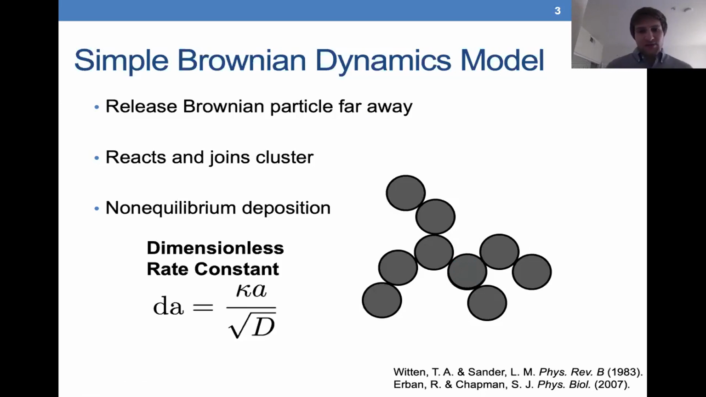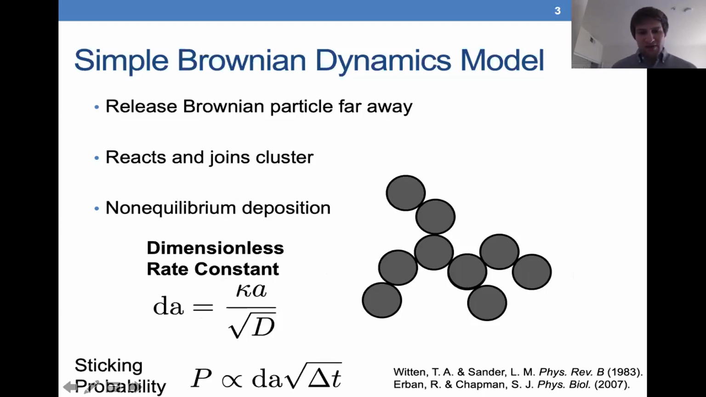And so this model just has one parameter, which is the dimensionless rate constant, which just characterizes the speed at which the free particle reacts with the cluster when it comes into contact. And now this is composed of the K, which is just the rate constant, A, which is the particle size, and divided by the square root of D, which is the particle diffusivity. And so this dimensionless rate constant controls how quickly the free particle sticks to the cluster.